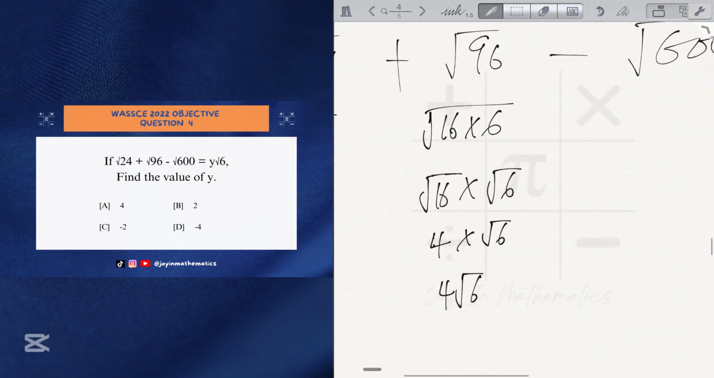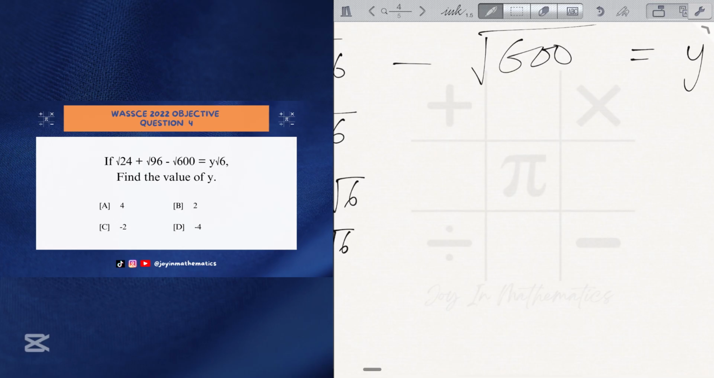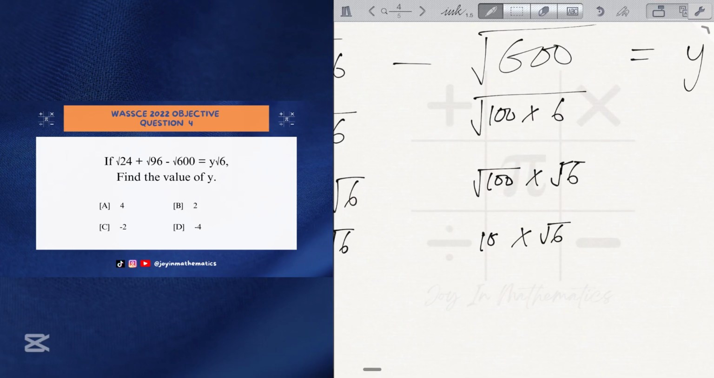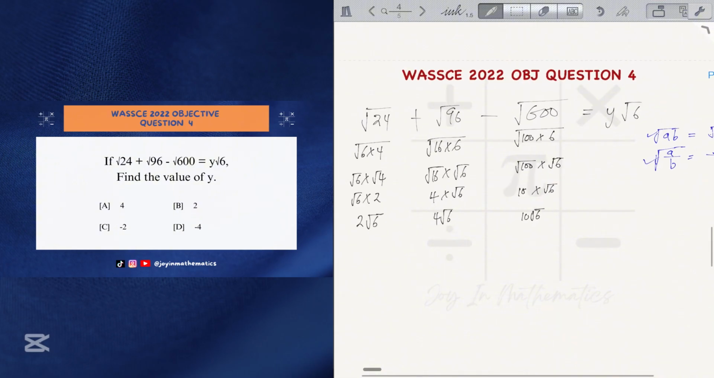Let's do the same thing for 600. So root 600 is simple, and this will just be root 100 multiplied by 6, because 100 multiplied by 6 is 600. And applying the rule of surds, where root AB is equal to root A multiplied by root B, this will result in root 100 multiplied by root 6. And in the same vein, the square root of 100 is 10, multiplied by root 6, so we'll have 10 root 6. So now we've done the conversion of each.